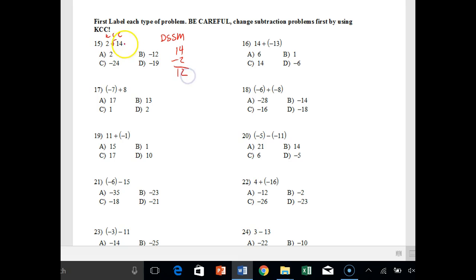That's 12, but I have more negatives, so that's negative 12. On 17, look, there's no subtraction. So this is just a straight up DSSM. Do not do any KCC. The only time we do KCC is with subtraction. Write that, only KCC with subtraction. So only if you see a subtraction sign do you use KCC.